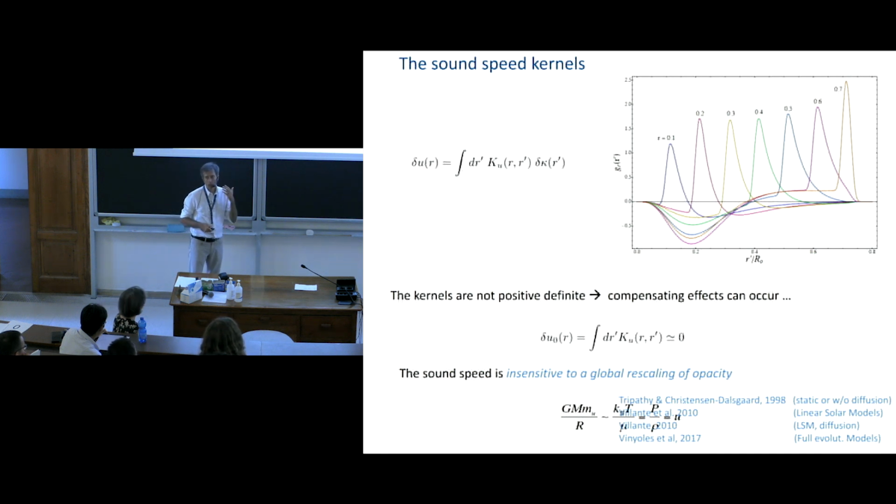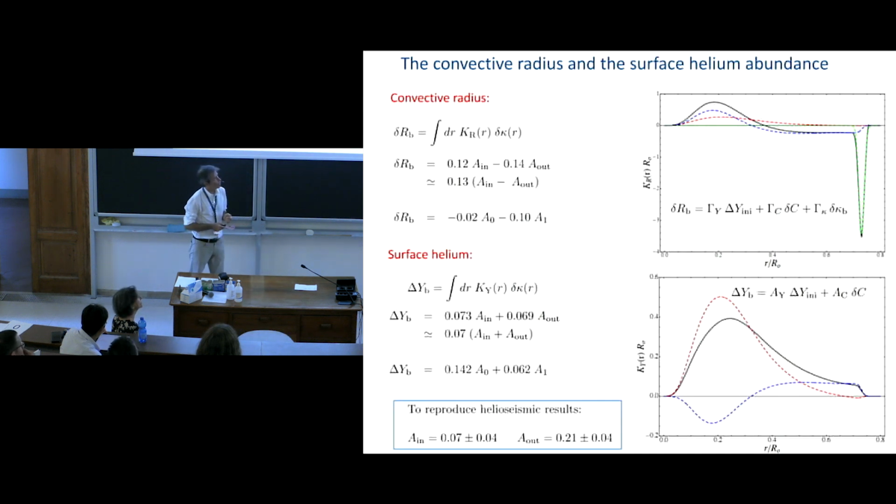So the old recipe of estimating the uncertainty in solar model calculations by simply multiplying the opacity by a certain fraction up and down greatly underestimates the total error due to opacity. The same situation holds for the convective radius. Fortunately, other quantities like the surface helium abundance and the neutrino fluxes instead depend on positive definite kernels and depend on the global opacity scale.